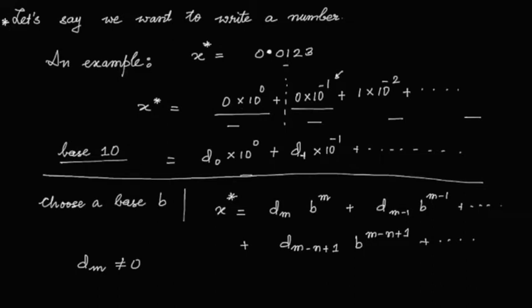So then let me ask you. In this representation, what is the leftmost significant digit? Shudhanshu. Is it 0? Yes, sir. So what is the leftmost significant digit in this representation? D0? No, it will be 0 in this 0.0123, right? So it will be 0.